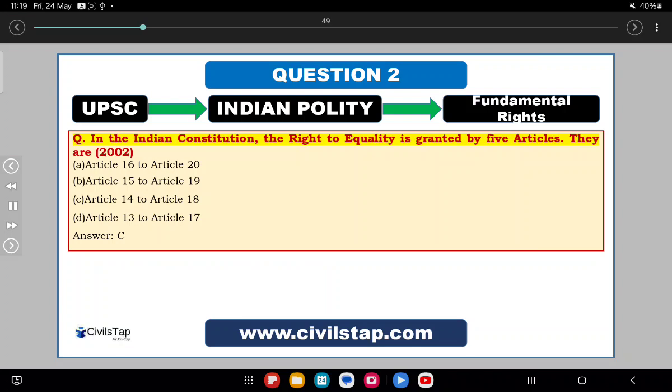6. Q. In the Indian Constitution, the right to equality is granted by 5 articles. They are: A. Article 16 to Article 20. B. Article 15 to Article 19. C. Article 14 to Article 18. D. Article 13 to Article 17. Answer: C. Question 2. UPSC Indian Polity, Fundamental Rights.